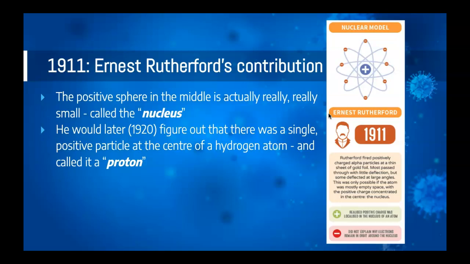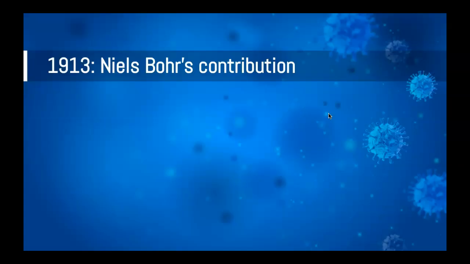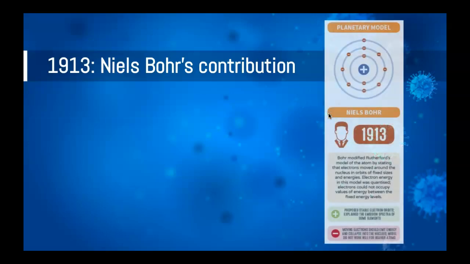So we have an electron that Thomson came up with. So it's a tiny negative particle. And we now have a proton, a tiny positive particle. Now, as far as size goes, protons are significantly bigger and heavier than electrons. But as far as how strong they are, it's about the same. So while protons are much, much bigger and heavier than electrons, their charge of +1 is about as strong as an electron's charge of -1. So if you were to put them on a scale, the proton would be significantly heavier, but the electron's small and mighty.